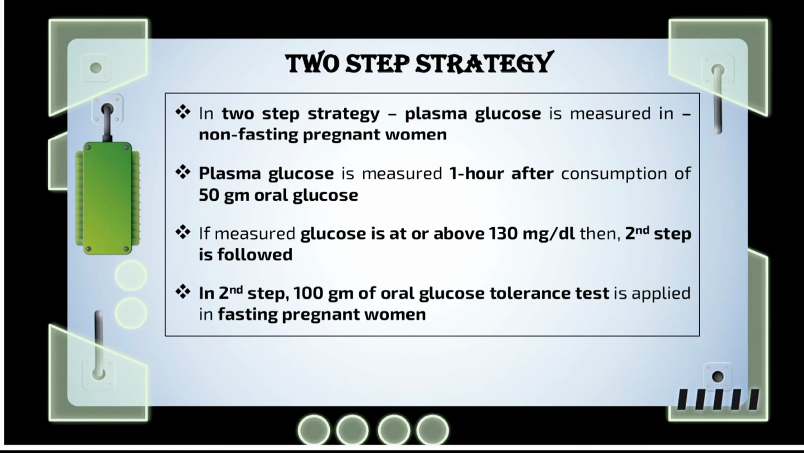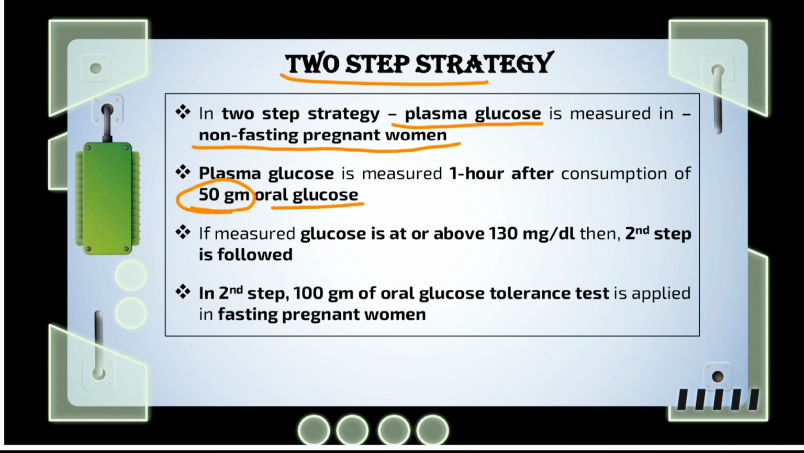As I have already mentioned, there is a two-step strategy also under the DIPSI guidelines, and in this two-step strategy the plasma glucose is measured in non-fasting pregnant women in the first step. In this we give around 50 gram of oral glucose, and the level of plasma glucose is measured after 1 hour of the consumption. If the level of plasma glucose after 1 hour is more than 130 milligram per deciliter, then we need to go for the second step.